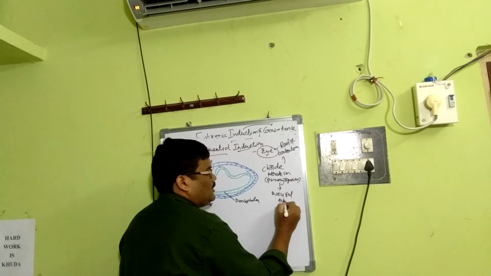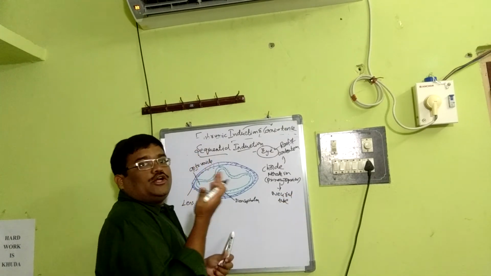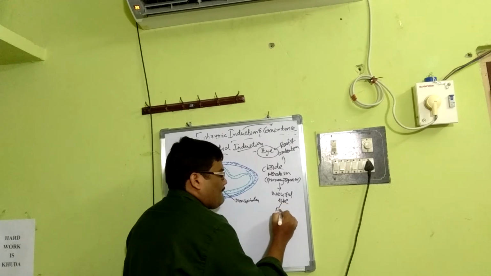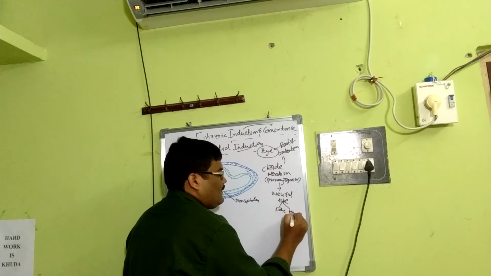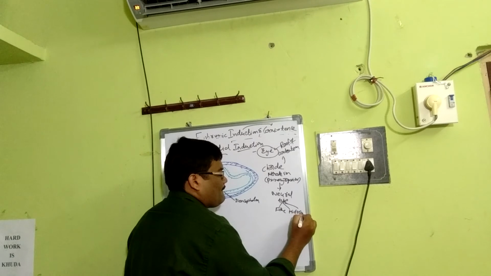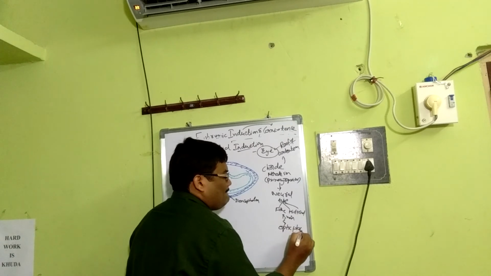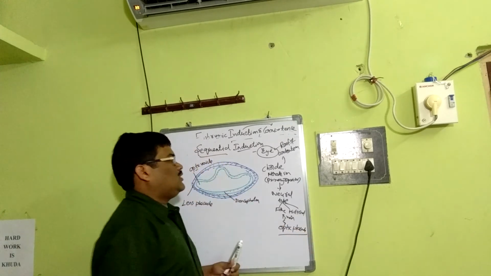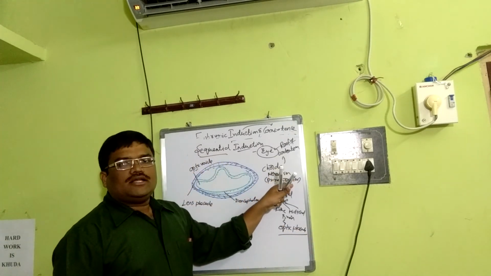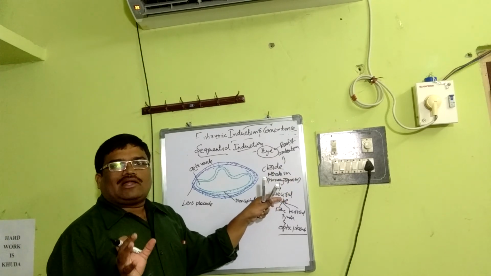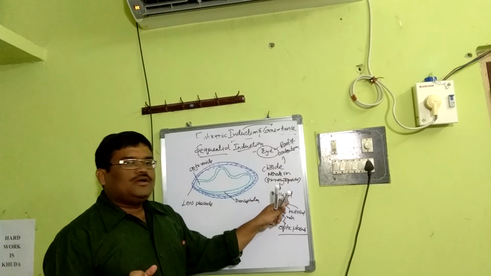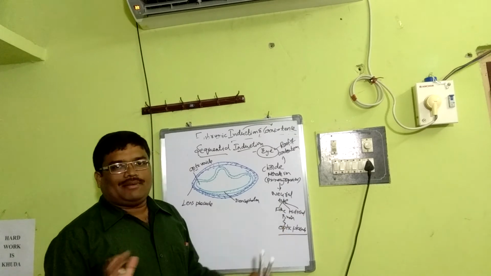Neural tube. That means differentiation of the neural tube into forebrain, midbrain, and hindbrain, and optic placode. These are important. The chordamesoderm, which is the primary organizer, differentiates cells into the neural tube, into forebrain, midbrain, and hindbrain, and optic placode.